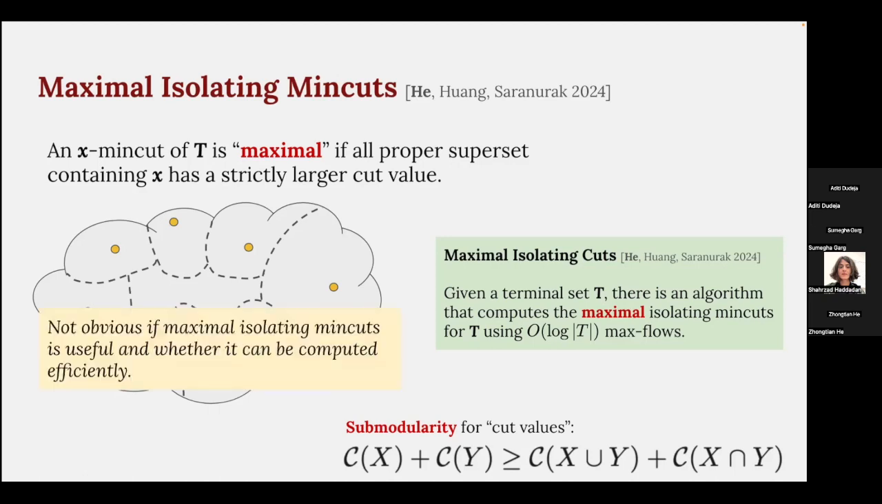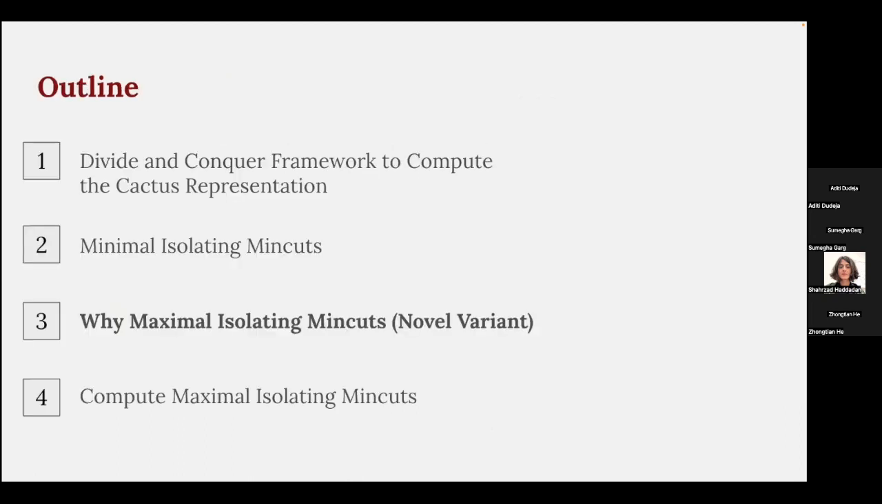We'll see how to compute it and how it will be useful. But will you show us why the minimal isolating mincuts idea doesn't work for the Cactus? Yeah, I will show you in the next part why we need this.